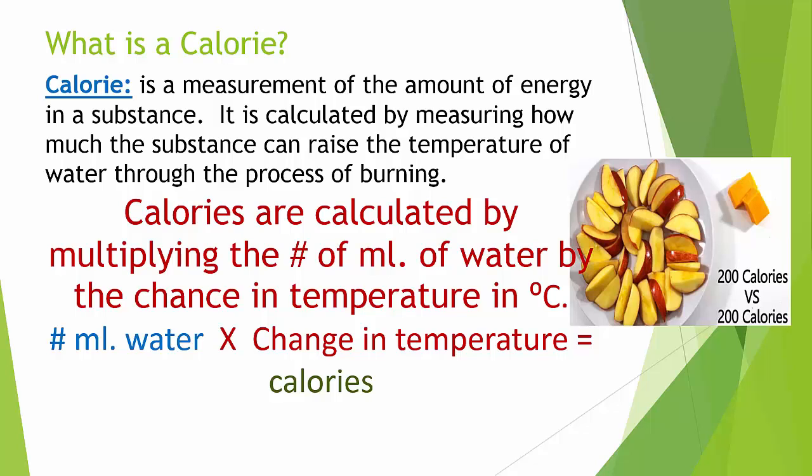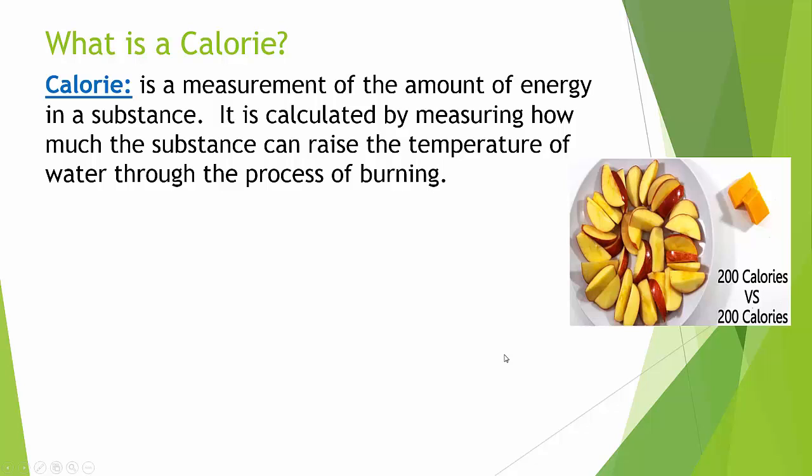5, 4, 3, 2, 1. Okay, let's look at an example. Now that we have the formula and we understand what a calorie is, and a calorie is just a simple measurement of the amount of energy in a substance, and we burn them to see how much energy they create. So let's look at an example.